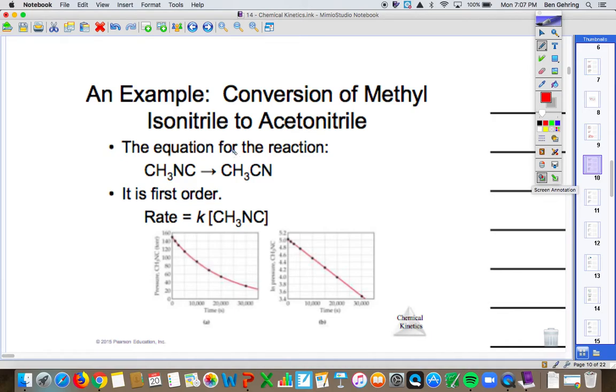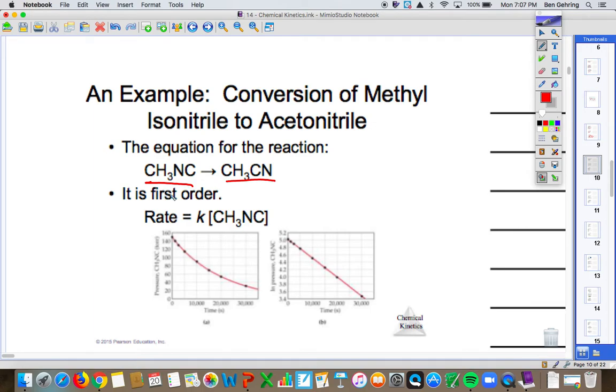In this reaction, we have methyl isonitrile, which is CH3NC, being converted to acetonitrile, which is CH3CN. This rearranges the atoms in this molecule, and that's what we're looking at. So we only have one reactant, and the stoichiometry is 1-to-1, so that's going to be a first order reaction.